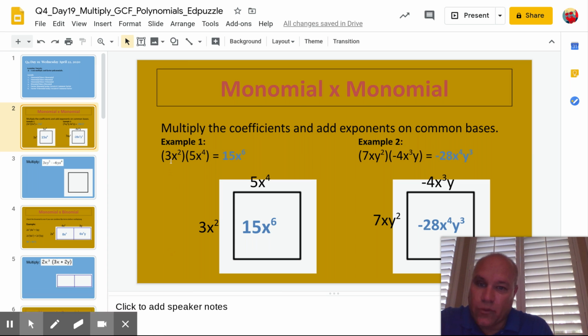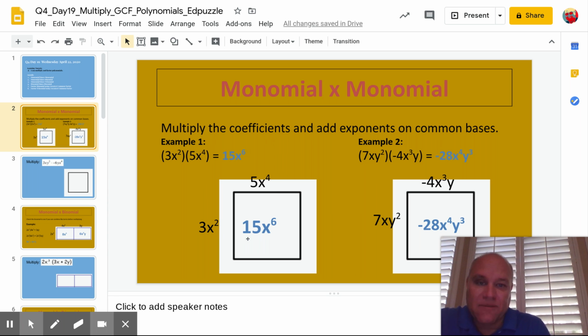Our first example is 3x squared multiplied by 5x to the fourth power. When we're multiplying these monomials, we look at the coefficients and multiply those, and then we look at the variables and multiply those. Remember, when you multiply the variables, you keep the base and add the exponents. We're going to be using a rectangle model, the area model for a rectangle, which we know is length times width. For a monomial times a monomial, we have just a single rectangle. So we're going to multiply the 3x squared by 5x to the fourth.